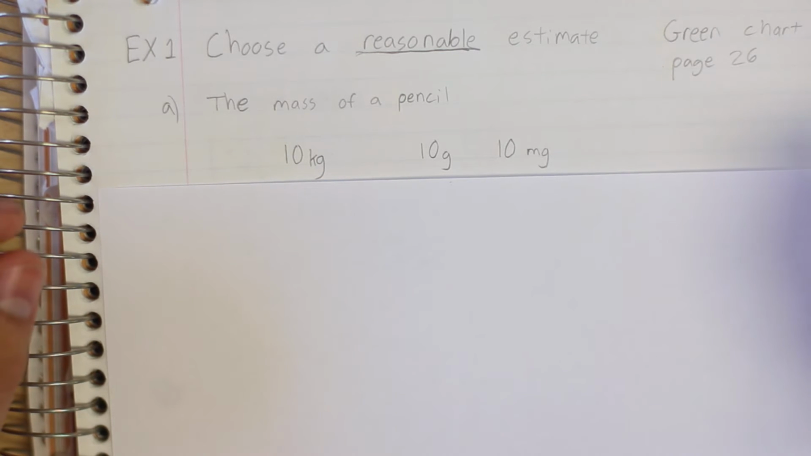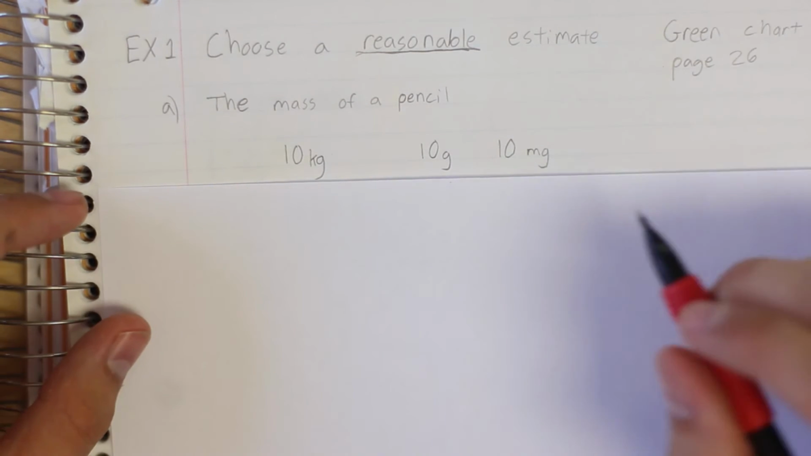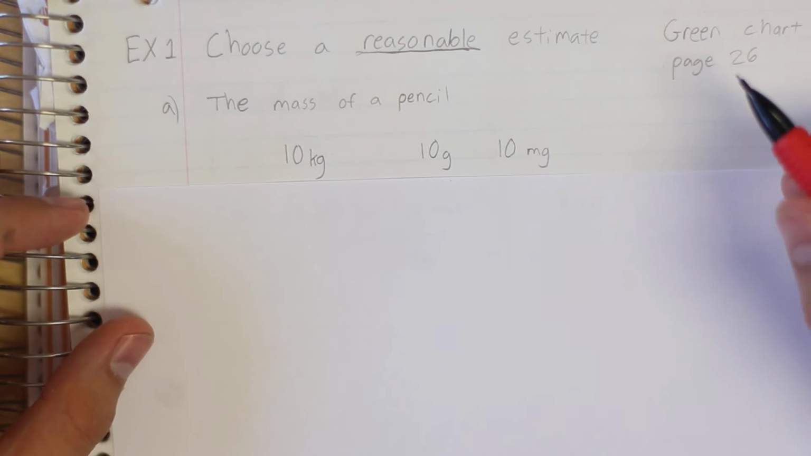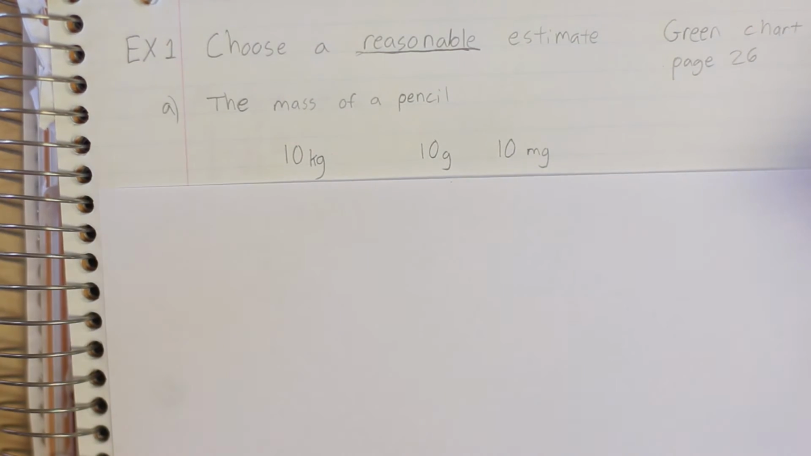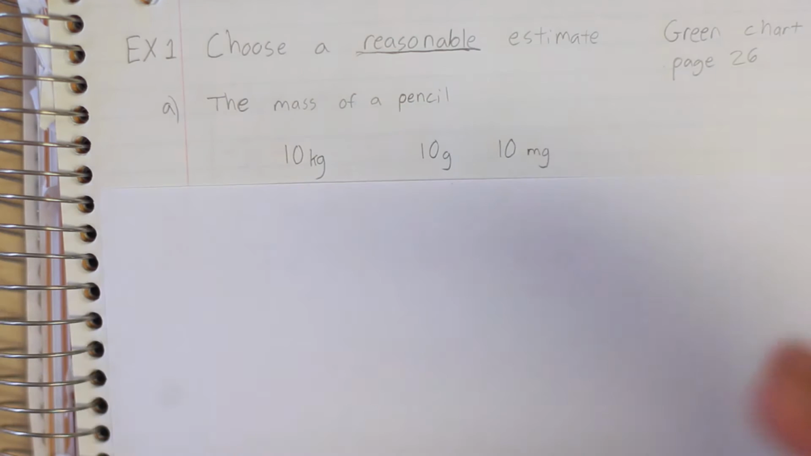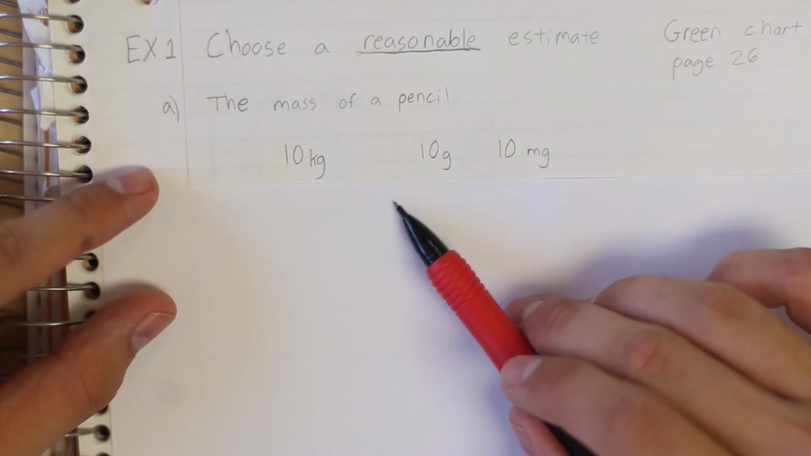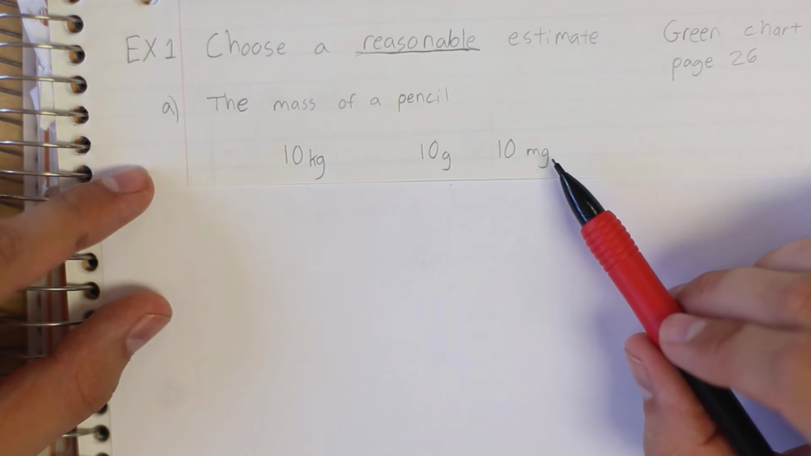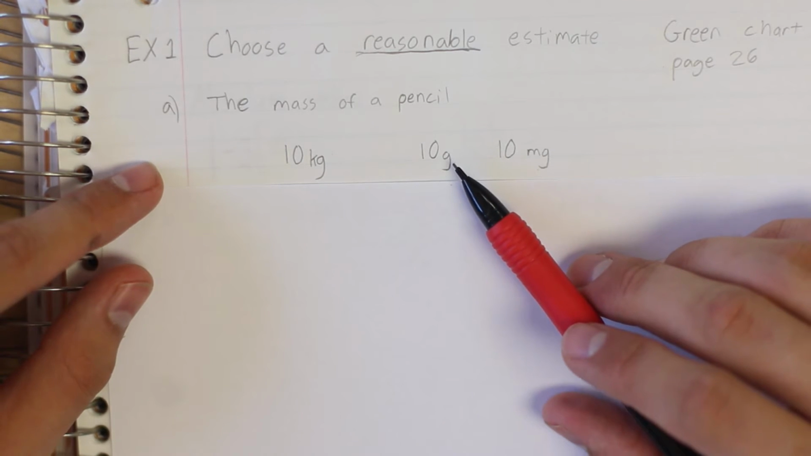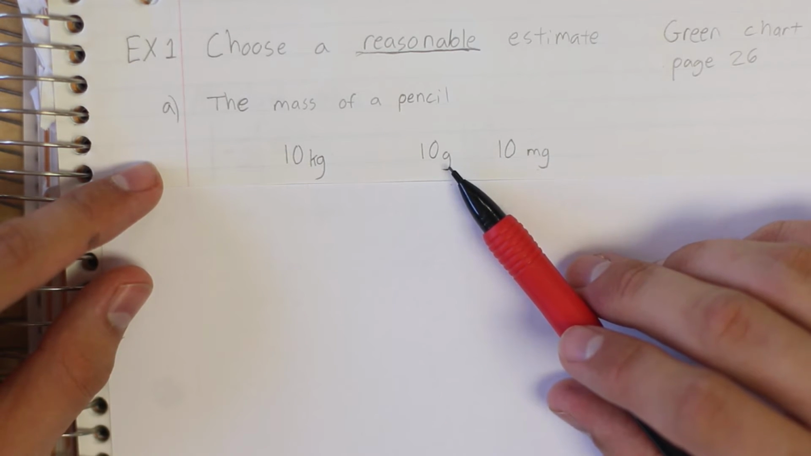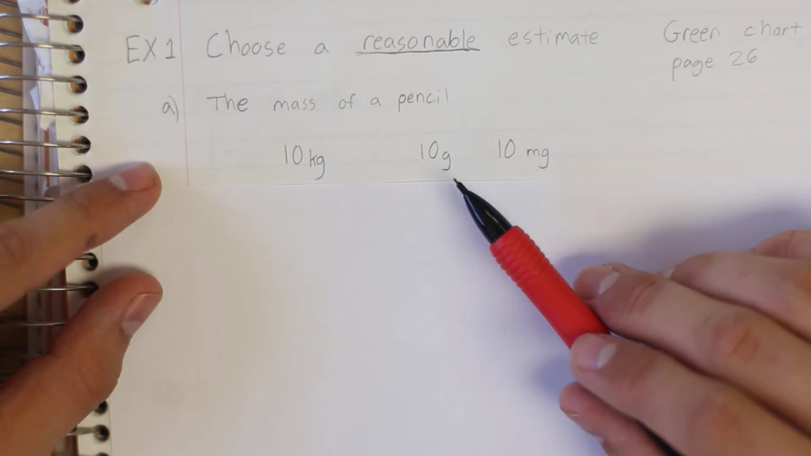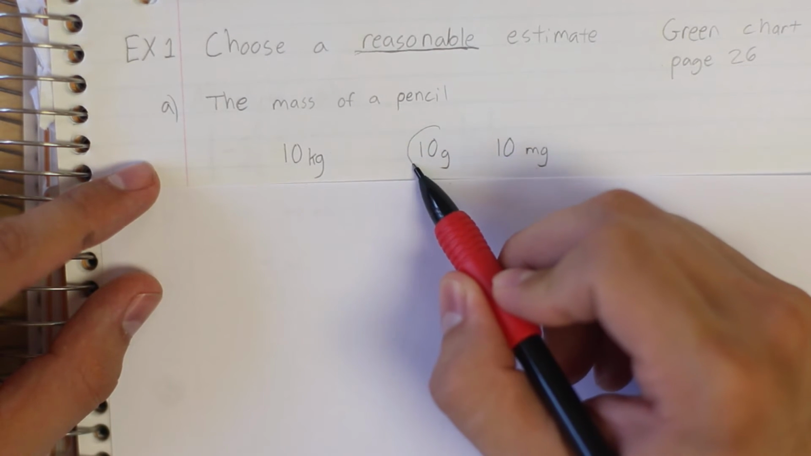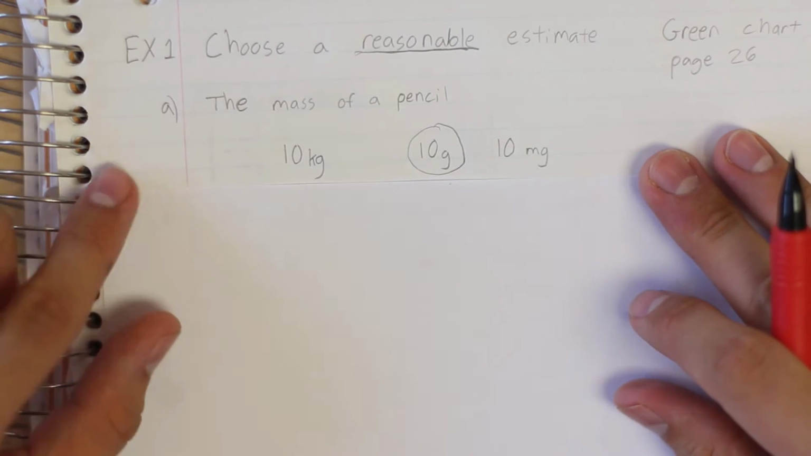And 1 kilogram is about the weight of a bunch of bananas. And 1 milligram is the weight of about a mosquito. So you think about a pencil, and do you think a pencil weighs as much as 10 bunches of bananas? You think a pencil weighs as much as 10 mosquitoes? Not really. A pencil probably weighs close to the same weight as 10 paper clips put together. So this would be our correct answer, 10 grams.